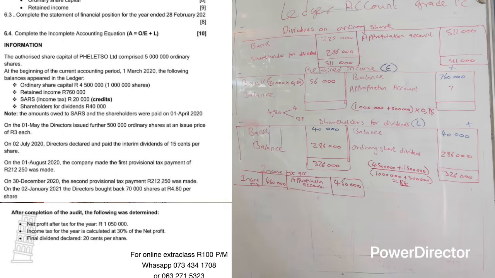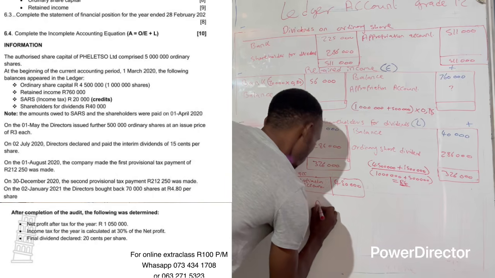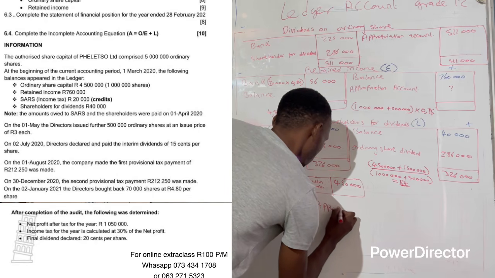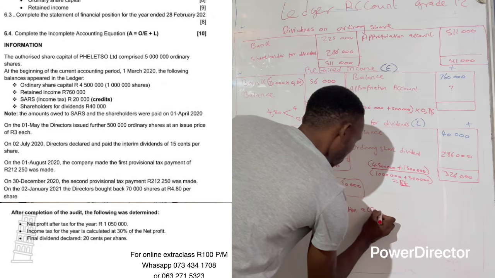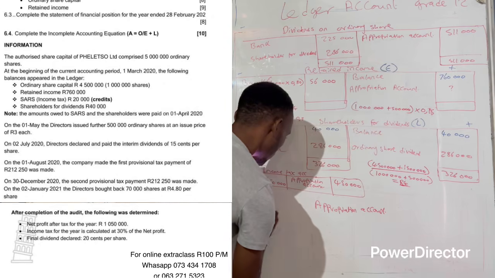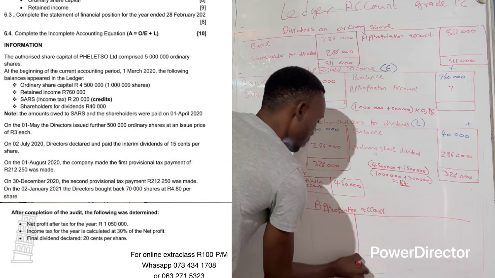That's all that we record on this account. Now let's go to the final one, appropriation account. Okay, this is the final one.